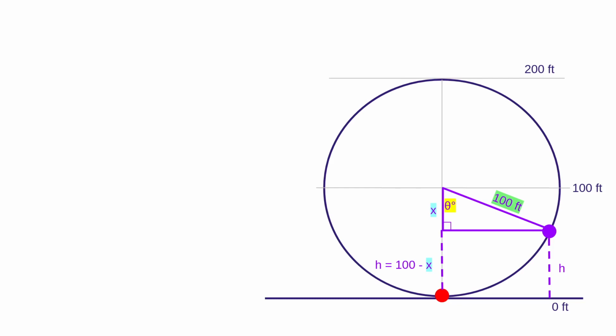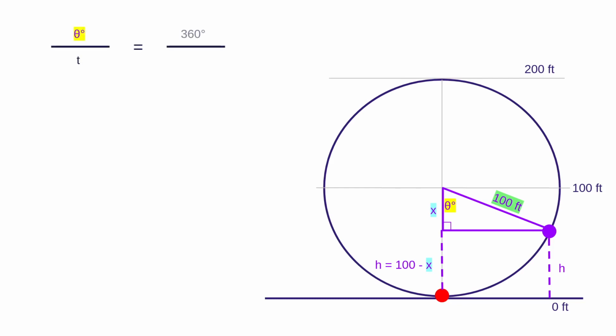The other thing that's not so obvious is time. If we go back to our goal, it's to relate height and time. And time is not anywhere in this picture visually. And that's because time is related to angle. And because the Ferris wheel is rotating at a constant speed, the time is actually proportional to the angle. So we can set up a proportion for time and angle. So let's do that now.